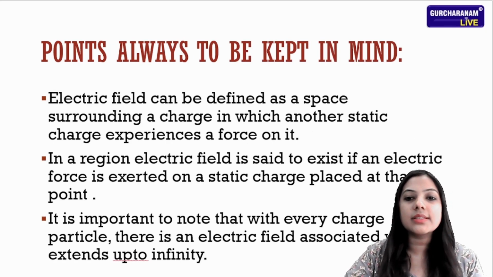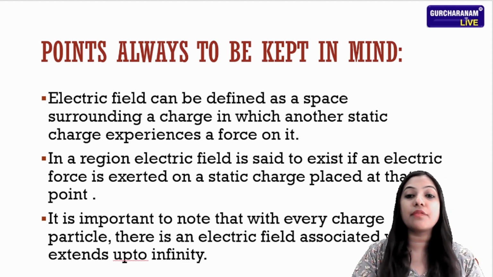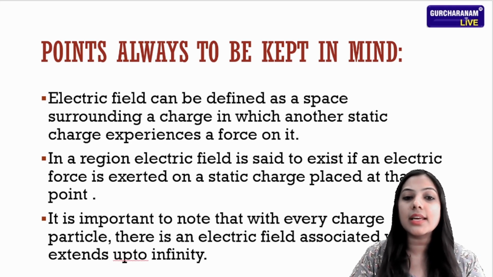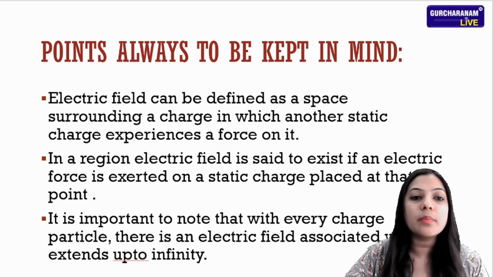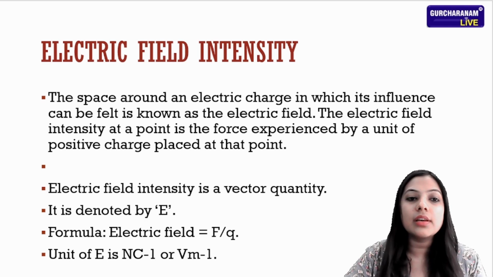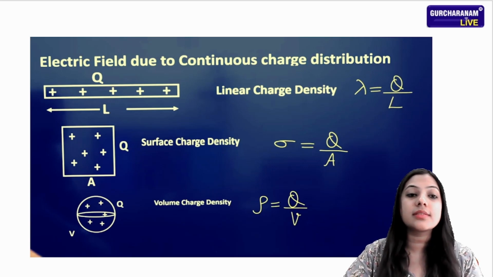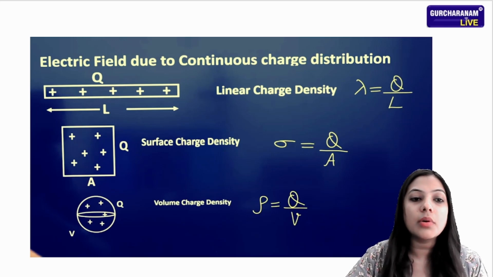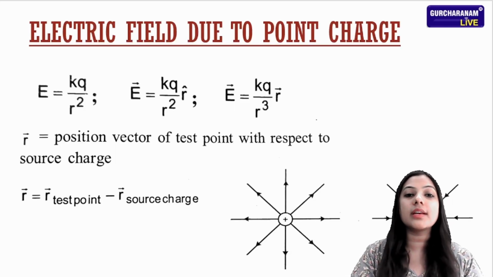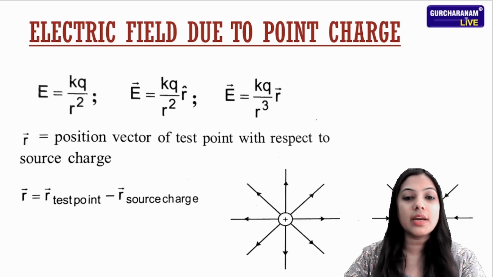So a point always to keep in mind is that electric field can be defined as the space surrounding a charge in which another static charge experiences a force on it. Okay, so this is the basic definition of electric field. After that, we will learn about electric field intensity and the electric field due to continuous charge distribution. So now our today's topic is electric field due to point charge.